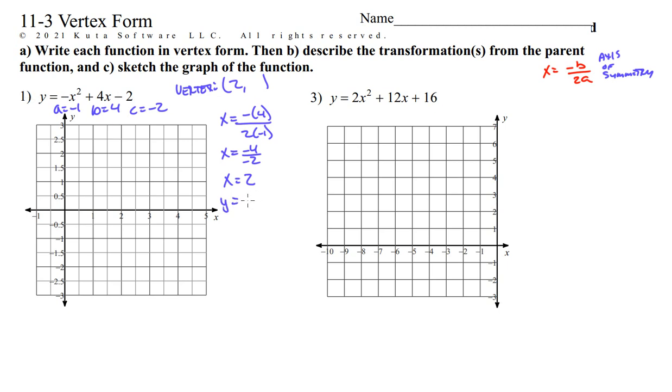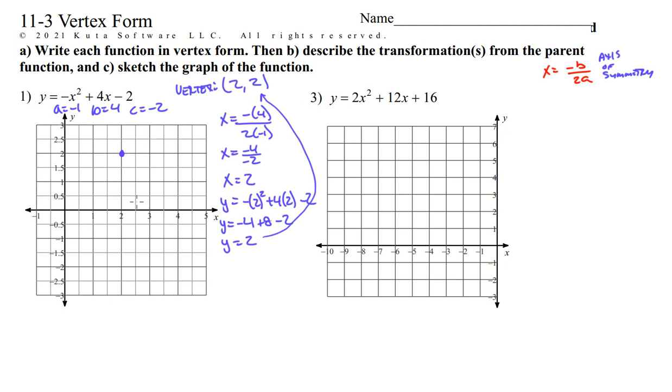So now we do y equals negative 2 squared plus 4 times 2 minus 2. Okay, so we get 2 squared first is 4, and then we take that and multiply it by negative 1, so we get negative 4. And then 4 times 2 is 8, so plus 8, and then minus 2. So negative 4 plus 8 minus 2 gives us 2. So now that's going to be our y coordinate of our vertex. So our vertex is at 2, 2.